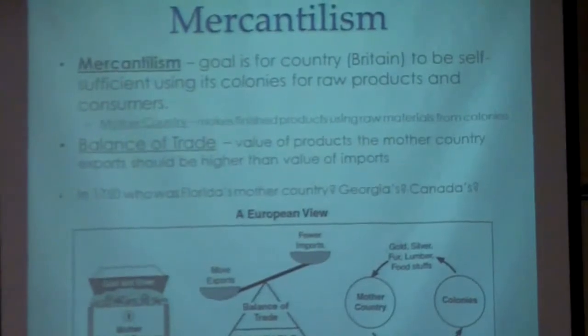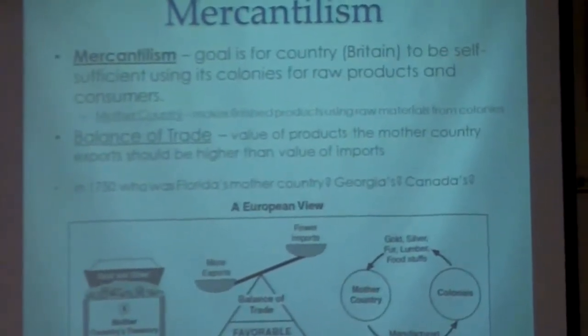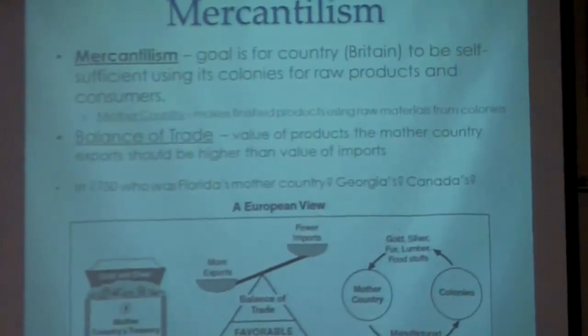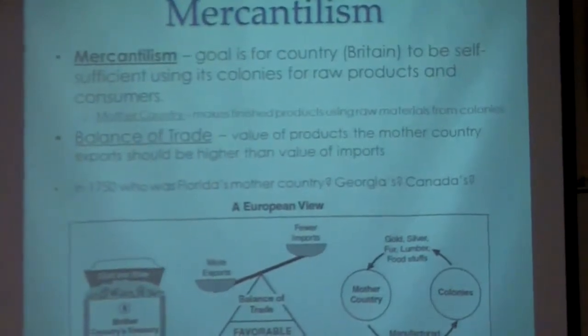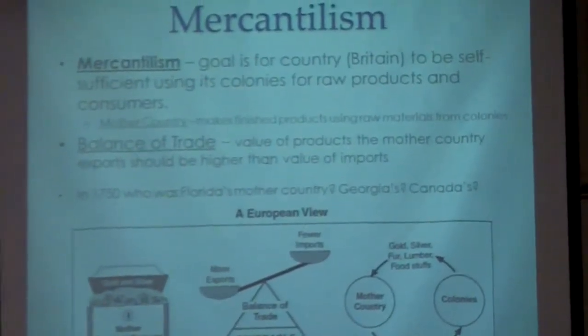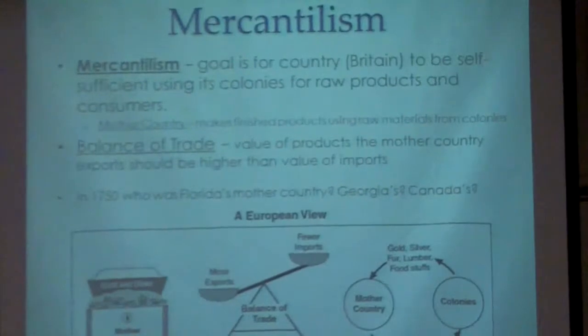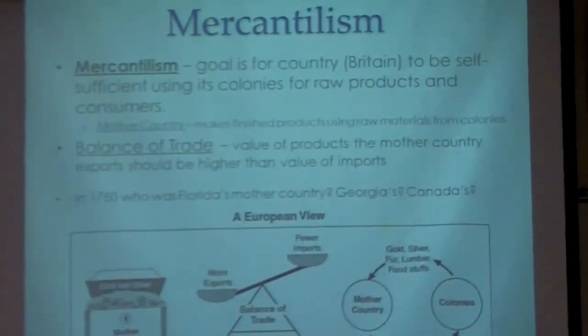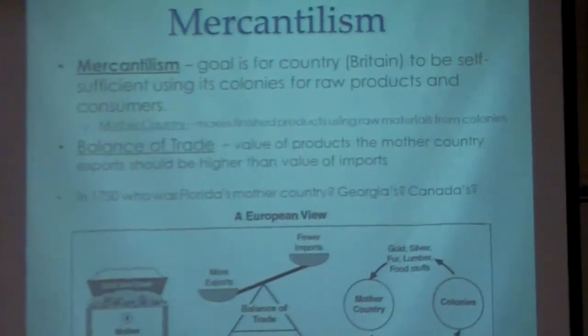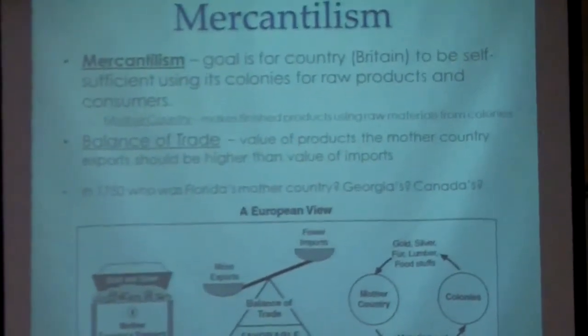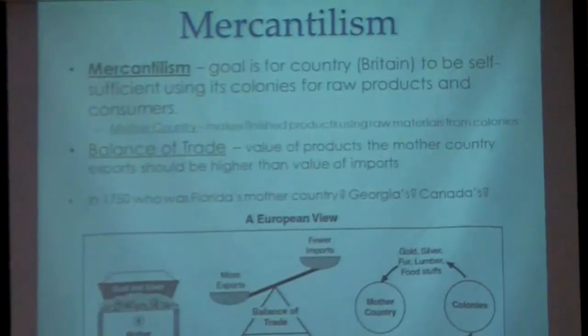In 1750, who's Georgia's mother country? England, or Britain, where it was started. Canada in 1750? The French. They're getting furs. How about New Mexico? That would be Spain, not Mexico, because Mexico's not around yet. There, it will be Spain.